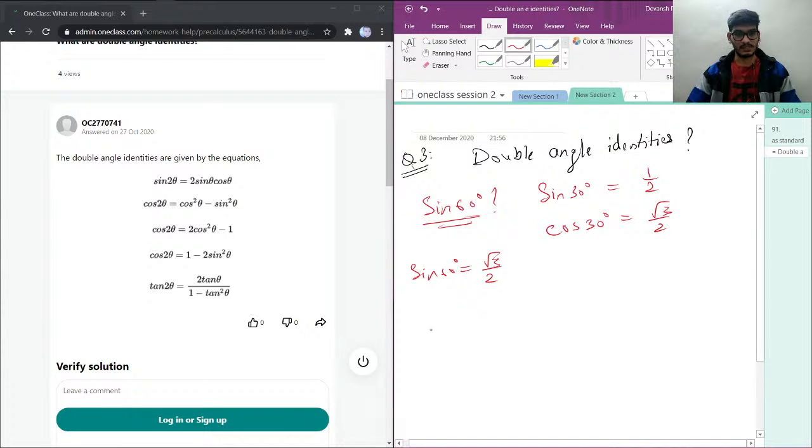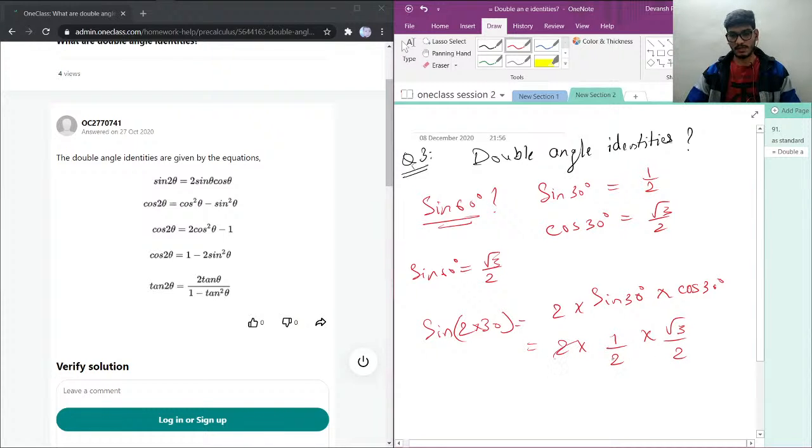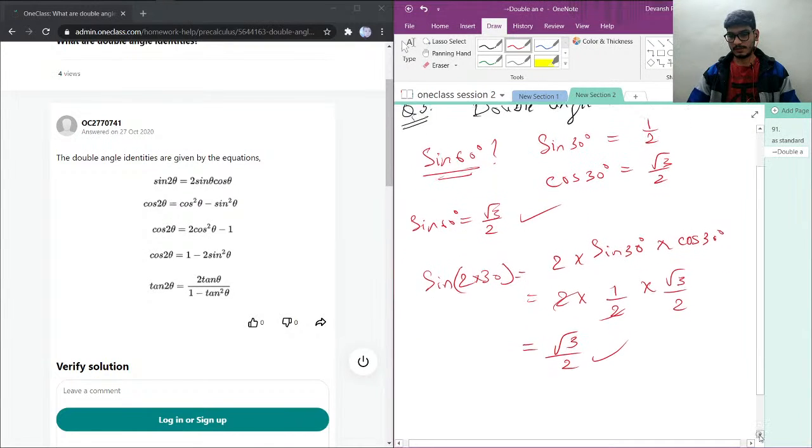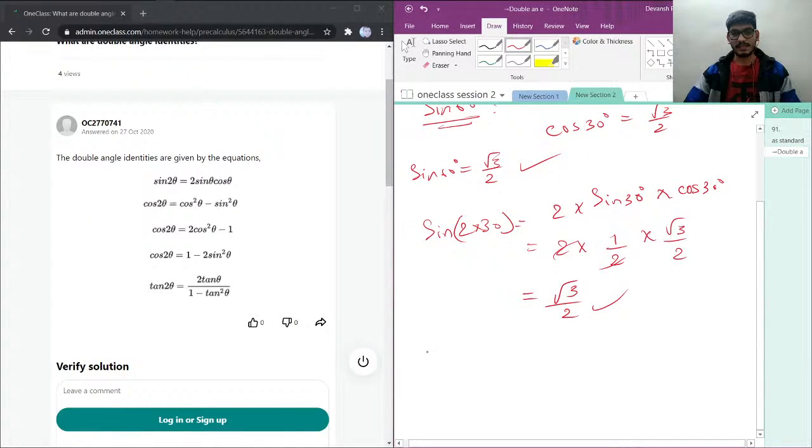So I will try with the identity of sine 2 times 30, which is 2 times sine of 30 into cosine of 30, which will be equal to 2 times 1 over 2 times root 3 over 2. This 2 and 2 can get cancelled and it will be root 3 over 2. In the similar fashion, I know the value of cosine 60 is also 1 by 2.